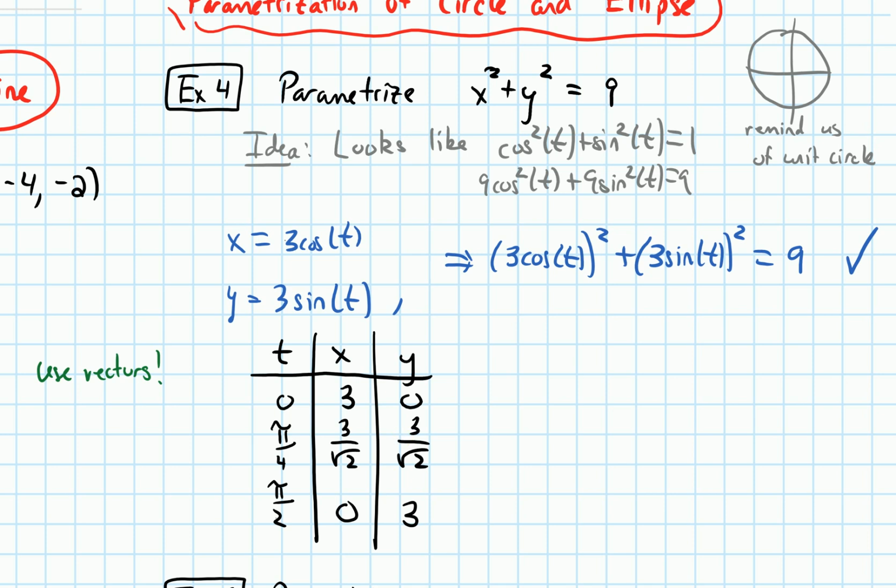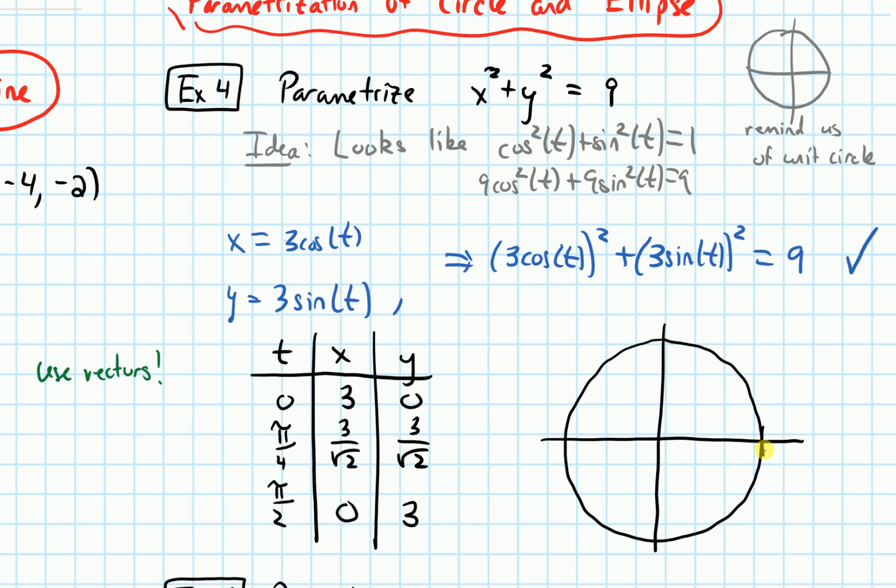Okay, so these are a few of the points on the circumference of the circle. So if I draw this circle, this is where 3 is on the x-axis, this is where 3 is on the y-axis. When t equals 0, we are here at (3, 0). When t equals pi over 4, we are at this point where the x and the y coordinates are the same. And then when t is pi over 2, we are at this point at the top, where the x is 0 and the y coordinate is 3.